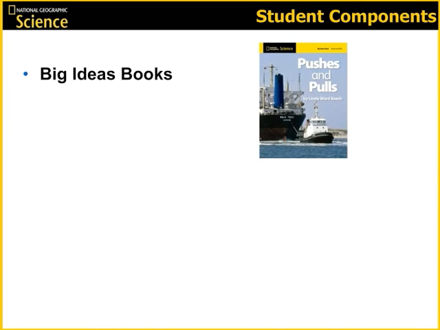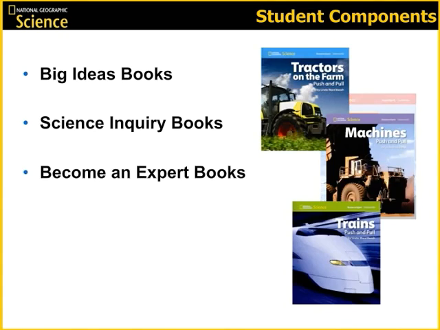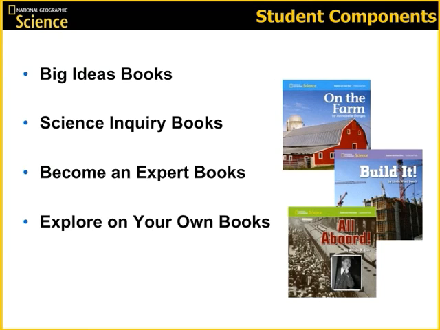For each of these units, students will be working with the Big Ideas book, a science inquiry book, which is meant to be used by small groups of students. They will also have access to 3 Become an Expert books per unit and 3 Explore on Your Own books per unit. These Become an Expert and Explore on Your Own books tie directly to the big ideas and are presented at 3 reading levels, allowing differentiation for students at all levels.